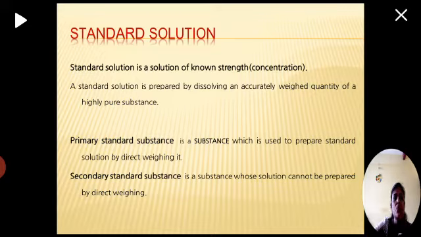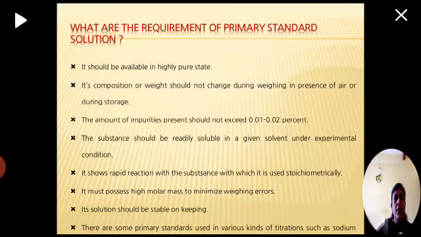It is a substance which is used to prepare a standard solution by direct weighing. And the substance whose solution cannot be prepared by direct weighing is called the secondary standard substance. There are some requirements of a primary standard solution, and very few substances are used as primary standard substances and satisfy the following conditions. What are these conditions?